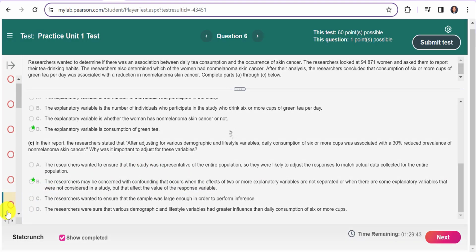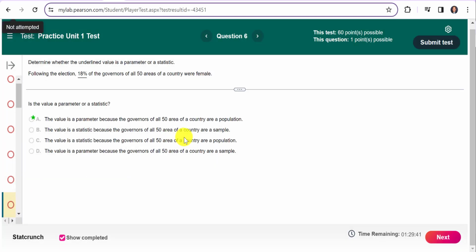All right, here's another one. Determine whether the underlying values are parameters or statistics. Remember, parameters are something that describe the population. A statistic describes a sample. So, the following election, 18% of the governors of all 50 states of a country were female. Obviously, it's describing all of the governors, so it would be a parameter because the 50 governors are the population.